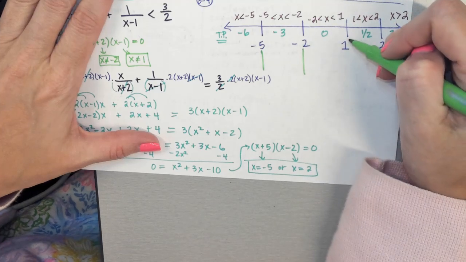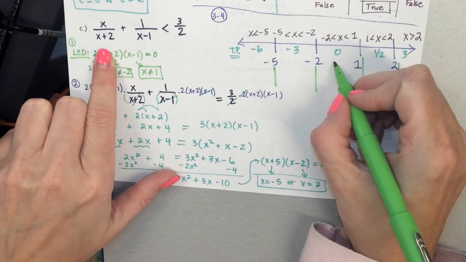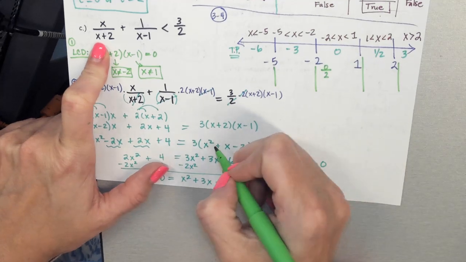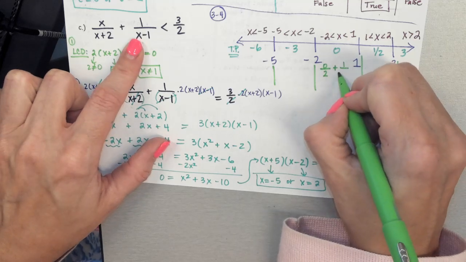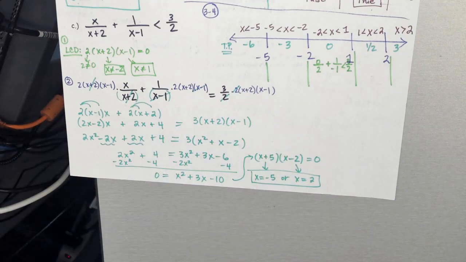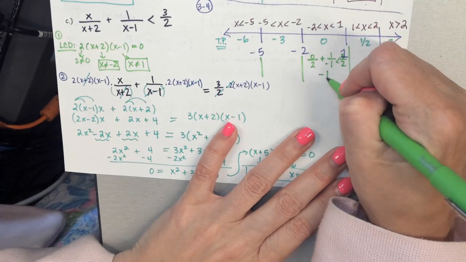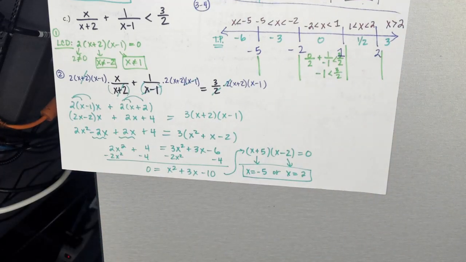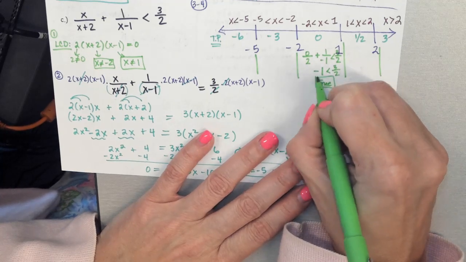Okay, so I'm just going to extend these lines. Okay, so if I plug in 0 to the original problem, I have 0 over 0 plus 2, which is 0, plus 1 over 0 minus 1, which is -1, and that's less than 3 over 2. Okay, so this is 0 plus -1, so I have -1 is less than 3 over 2. Is that true or false? True. Right? -1 is less than 1.5.